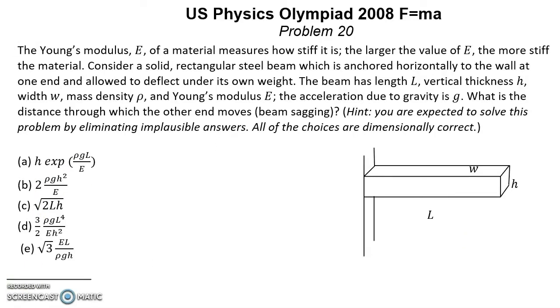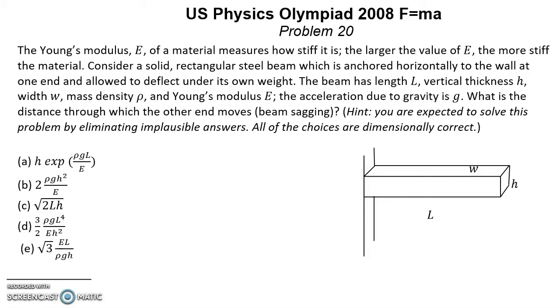Problem number 20. The Young's modulus E of a material measures how stiff it is. The larger the value of E, the more stiff the material. Consider a solid rectangular steel beam which is anchored horizontally to the wall at one end and allowed to deflect under its own weight. The beam has a length L, vertical thickness H, width W, mass density rho, and Young's modulus E. The acceleration due to gravity is g. What is the distance through which the other end moves, the beam sagging? Hint: You are expected to solve this problem by eliminating implausible answers. All of the choices are dimensionally correct.